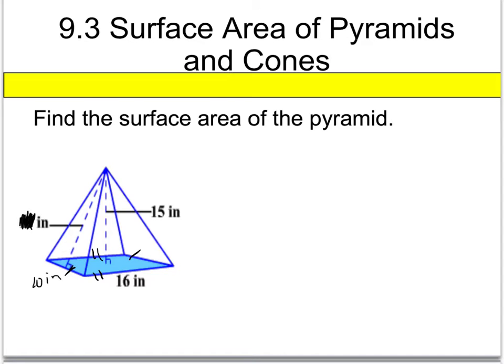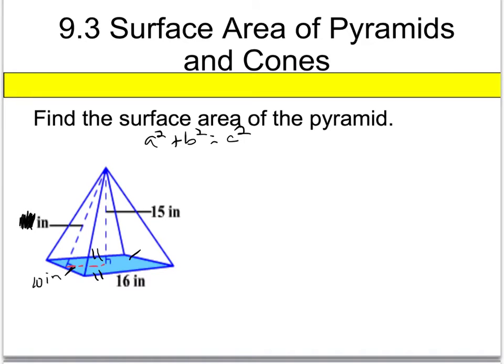Alright, so the very first thing I'm going to do is find that slant height. My slant height is going to be the height squared plus half of the side squared equals your slant height squared. In other words, you're going to take a squared plus b squared equals c squared. Just remember that this is half the side.